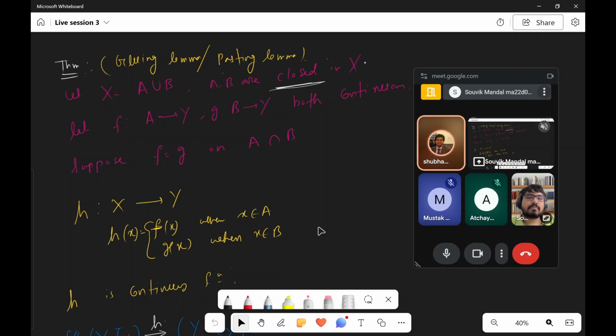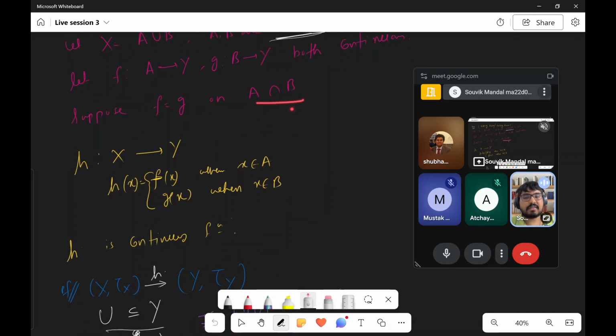Can you repeat what the gluing lemma says, if A and B are closed in X? Sorry, can you please repeat the argument? What was the conclusion of the gluing lemma? The conclusion of the gluing lemma is that under this given condition, if F and G agree on the intersection of A and B, in that case the map H from X to Y, which is F on A and G on B, will be continuous. So that is the conclusion of the gluing lemma.